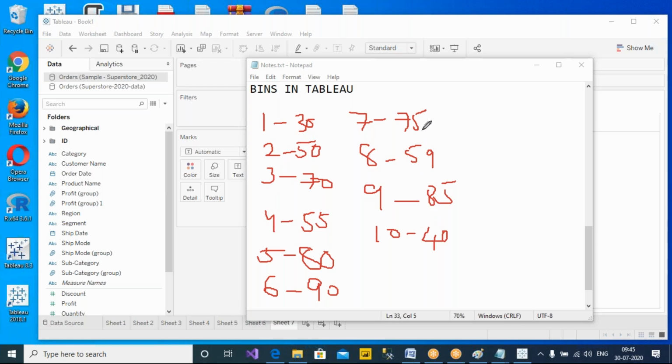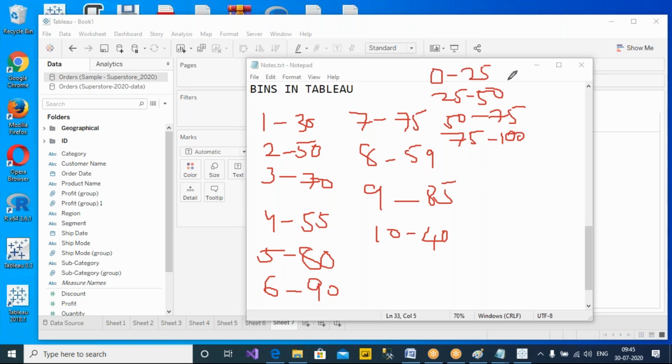Now I want to create a small histogram chart. How does a histogram chart look? I want to take the intervals 0 to 25, 25 to 50, 50 to 75, and 75 to 100. So the histogram size that I'm keeping is 25.